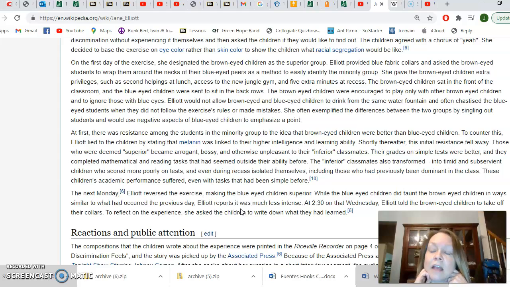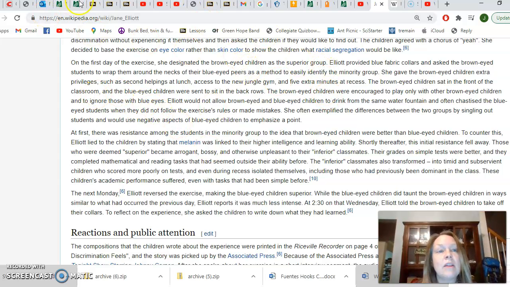And the class actually learned this through living it. And they were all set straight, and they analyzed it, they discussed it, they talked about how they felt when they were in the position of privilege or in the position of disadvantage. And they discussed how it made them feel towards each other and even inwardly with themselves. All right, so very interesting experiment.